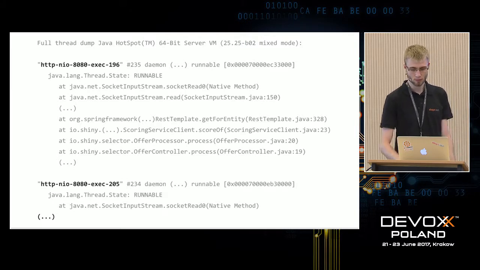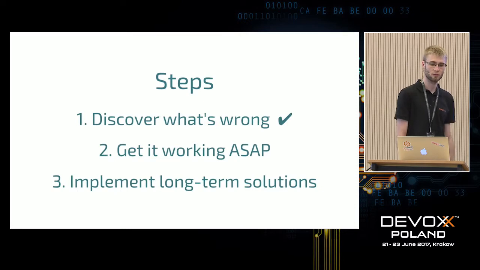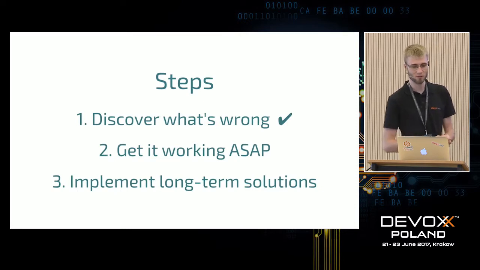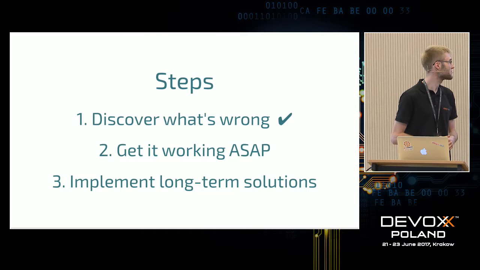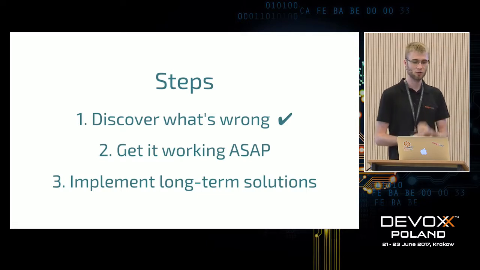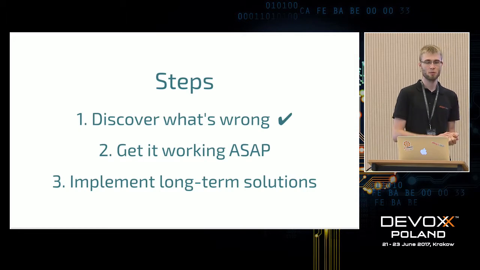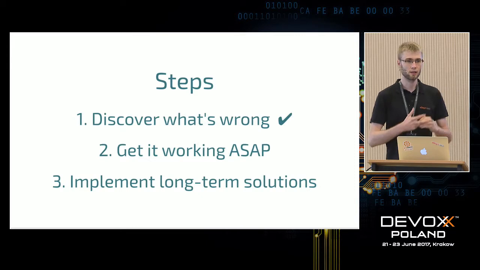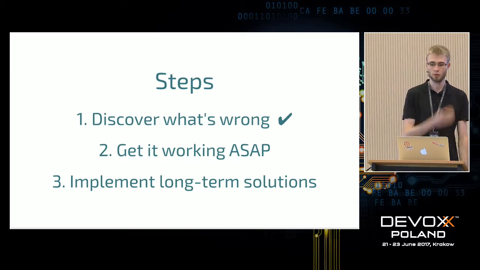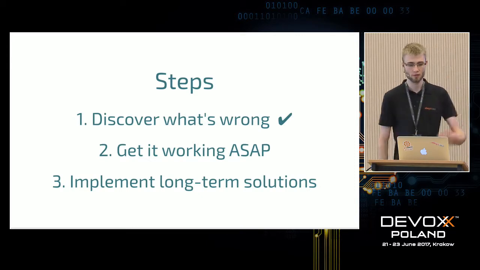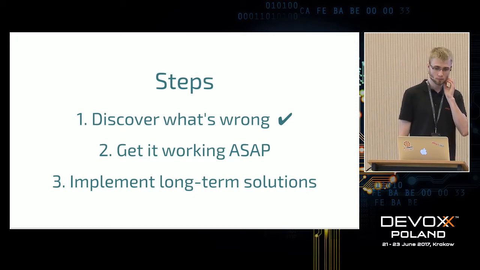So, yeah. Steps for fixing problems in production, I would say there are 3 steps: discovering what's wrong, getting it working as soon as possible, and then thinking about long-term solutions, how to prevent these things from happening again systematically, so we don't get these kinds of errors in the future in some different parts of code.